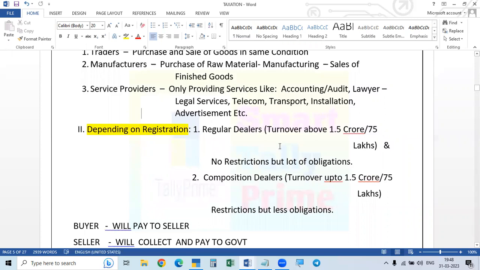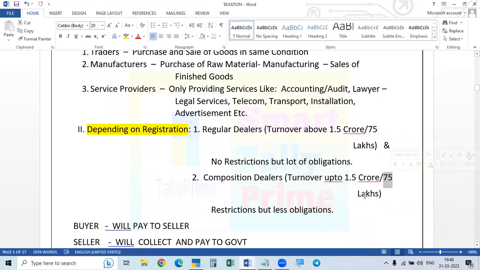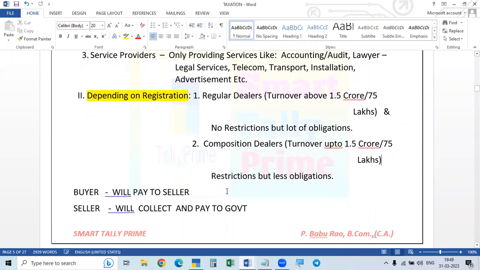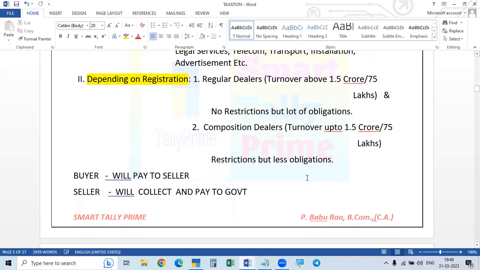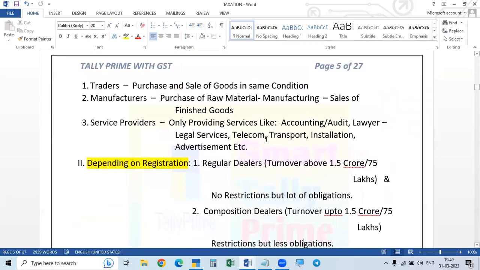In the case of Northeast states, special category states, as I told you, the limit is only 75 lakhs. For these people, the composition scheme is available. There will be some restrictions, but obligations are very few. Fewer restrictions and fewer obligations are the rules and regulations for the composition dealers.